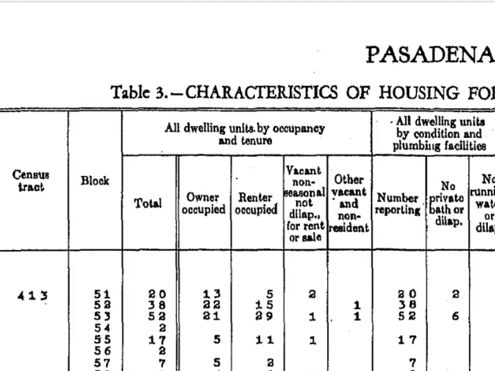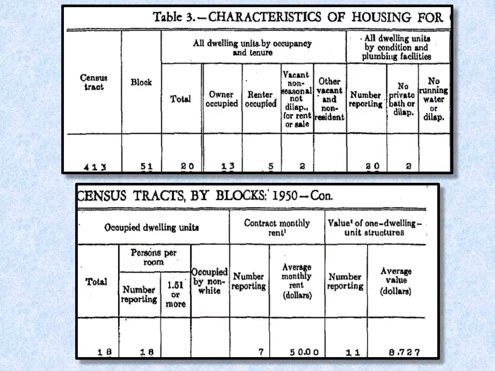Okay, now that we have that, we can look through a series of tables that will show the census tract and block numbers. And you can see why I chose block 51, because it's on the top of this table. I wanted to make it easier and to show you a different way of looking at this table. Here is 413 block 51. There are 20 houses. 13 are owner occupied, 5 are rentals, and maybe the other 2 are as well.